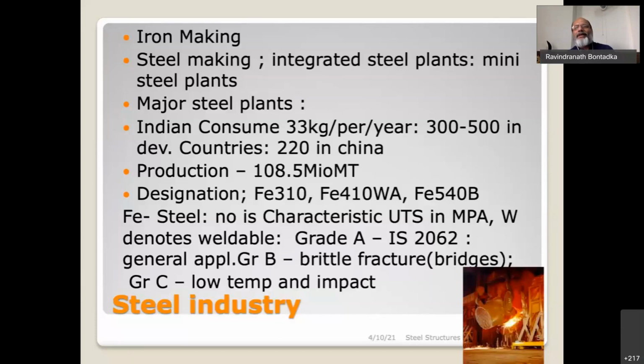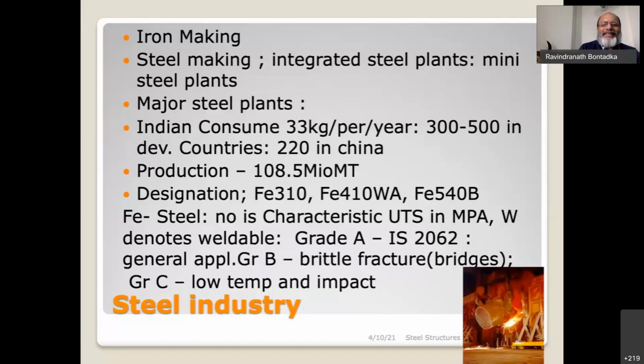So that means our consumption of steel is much lower compared to other developed countries. The production in our country is almost about 108.5 million metric tons. And then the steel is produced in various designations to start with. We have Fe310, Fe410WA, Fe540B. Let me get into that.